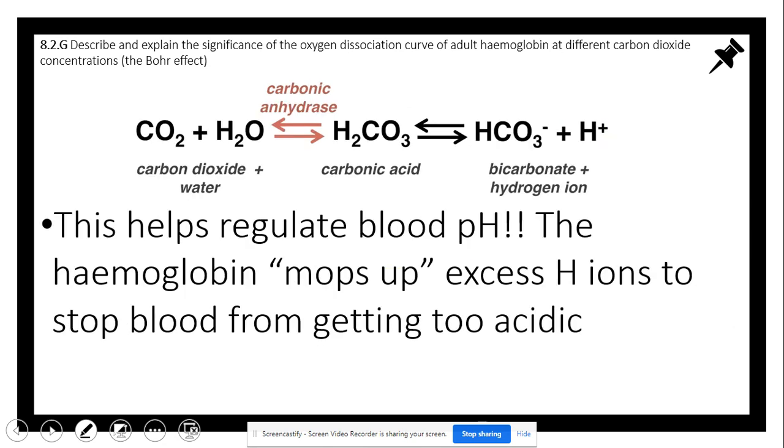This also helps regulate blood pH. Excess hydrogen ions in your blood is going to increase the acidity of your blood. By having this reaction happen and hemoglobin's ability to grab onto that, it's going to kind of stop the free-flowing hydrogen ions from affecting your overall blood pH.